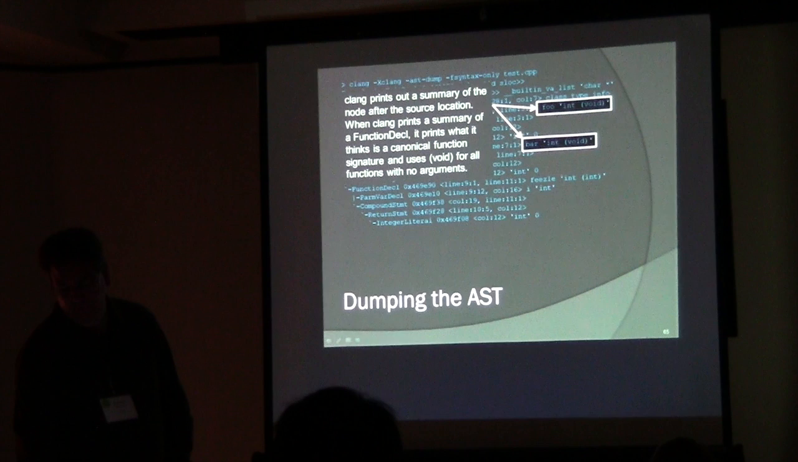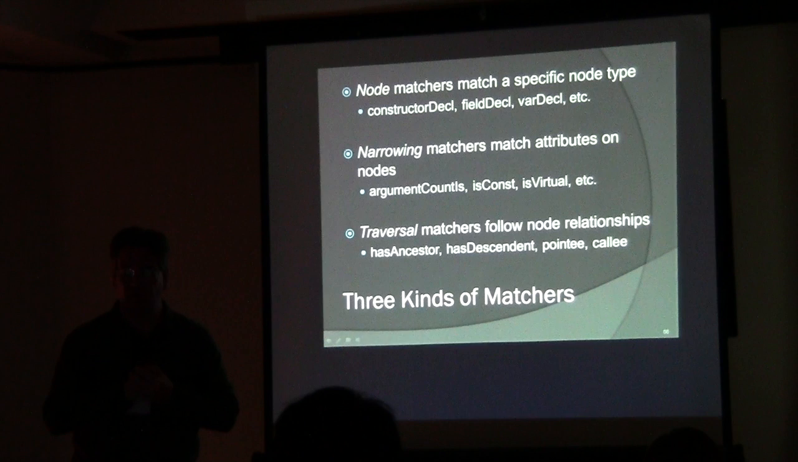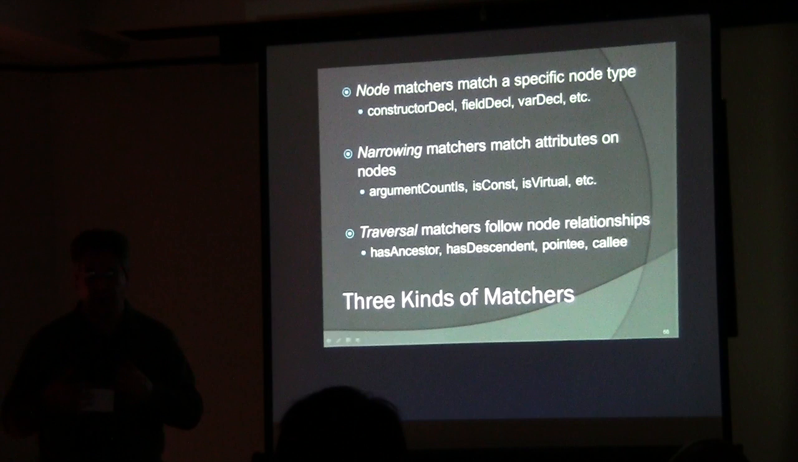So in Clang, building these matchers is kind of the essence of how you get at the pieces that you're interested in. There's three kinds of matchers that they have created. You can create your own matchers as well. The first type is a node matcher, which matches a particular kind of node, like a constructor declaration, a field declaration, a variable declaration, and so on. Then there's narrowing matchers that match on the attributes of a node.